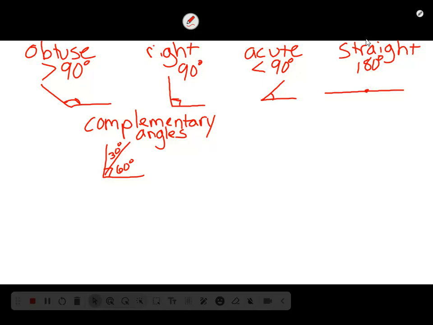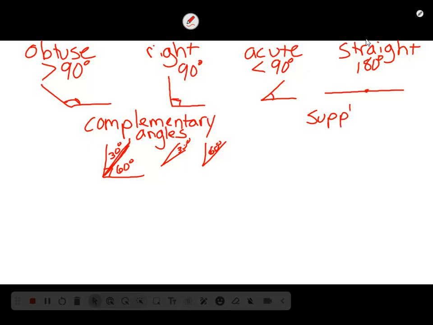They don't have to be adjacent. Adjacent means they share this line. They could be separated out, and we just know that that 30 plus 60 equals 90 degrees, so they are complementary. Sometimes they actually are adjacent. They share a side. So complementary angles equal 90 degrees.